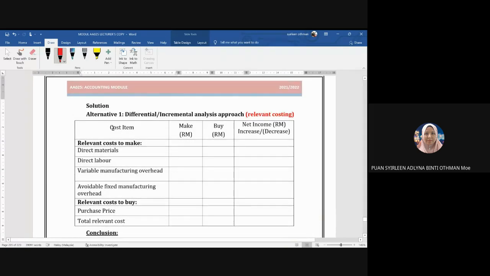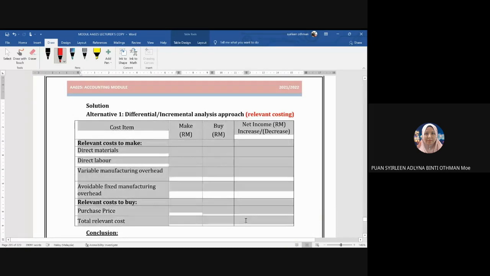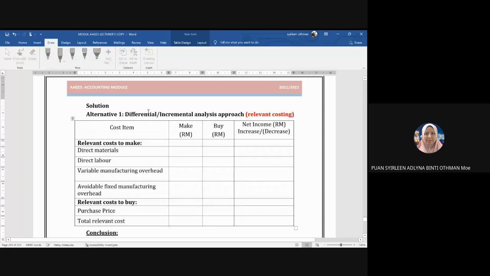Okay, table dia ada 4 columns macam ni. Okay, so you ada cost item, you ada make, you akan start dengan make dulu. You ada make, you ada buy. Okay, kenapa Madam letak make dulu, kenapa tak letak buy dulu? Sebab kalau you tersilap susun, dia akan mempengaruhi keputusan kamu dekat belakang.